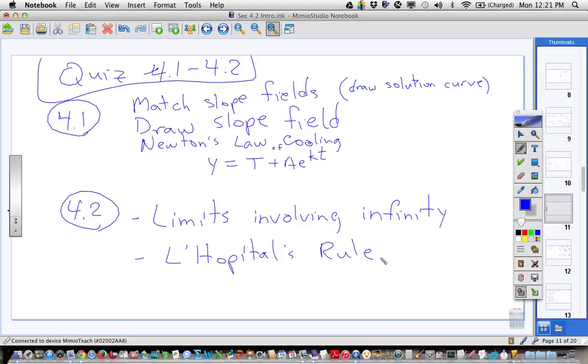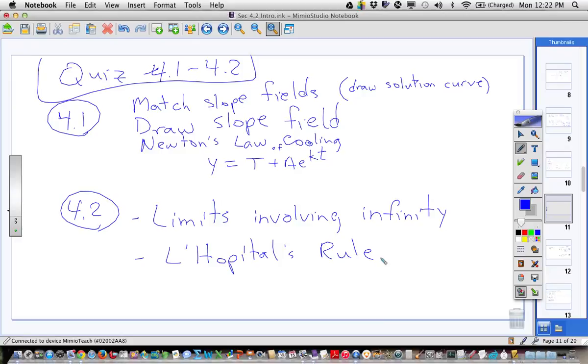L'Hopital. I think that's French. L'Hopital. That's some guy's name. L'Hopital's rule. Okay? But that'll be tomorrow. But it also involves these limits involving infinity. So they seem quite different. They're two very different things. And that's the way Chapter 4 is.